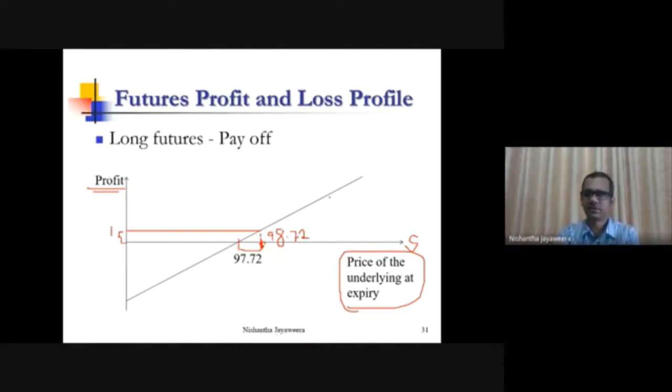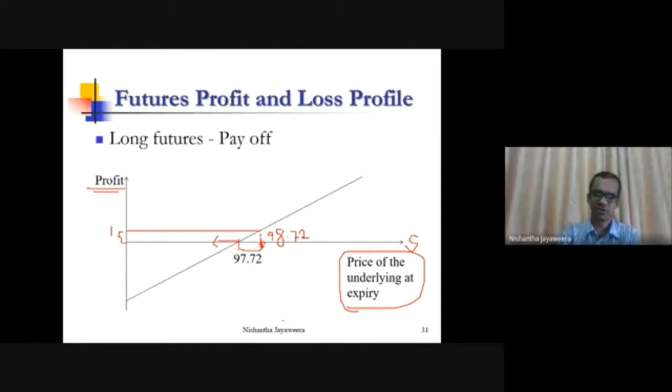So therefore if you plot it, it will be a straight line like this. But if the price goes below the futures price that you agreed, it will be a loss. Still same, 1 to 1. So this is the payoff or the profit profile for a futures contract. Payoff and profit both are the same. So this is the payoff diagram. You can see it's linear and it increases with the spot price. And where you get zero profit, this is the break-even point. What is this point? When spot price equals the futures price that you agreed.